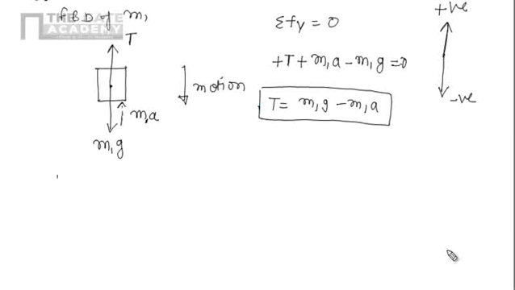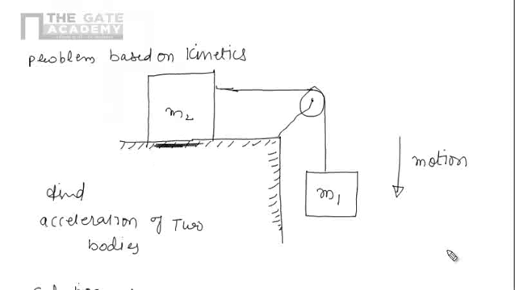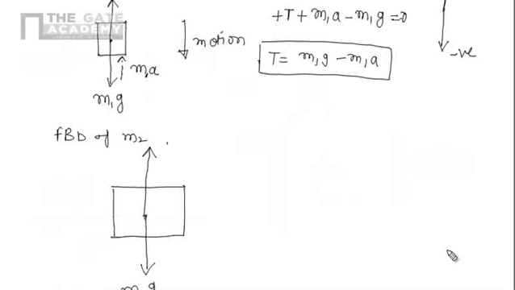Let's draw the free body diagram of M2. In case of M2, we have a mass M2, and weight M2G will act in downward direction. Because these things are in contact, there will be a reaction. Suppose R.